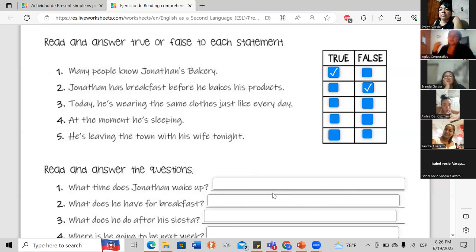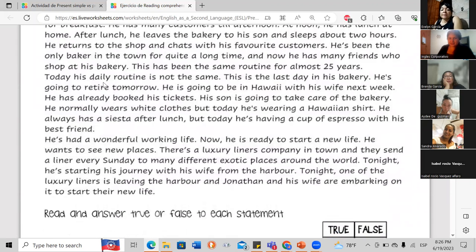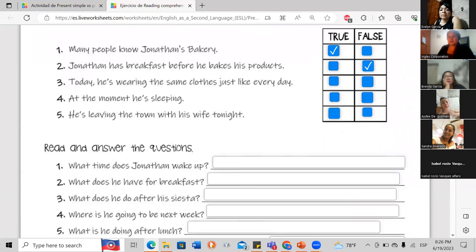Today, that is a different day, is he wearing the same clothes just like every day, true or false? True. Okay, today his daily routine is not the same. Remember that his daily routine will change. He normally wears white clothes, but today he's wearing a Hawaiian shirt. That means that it is false.